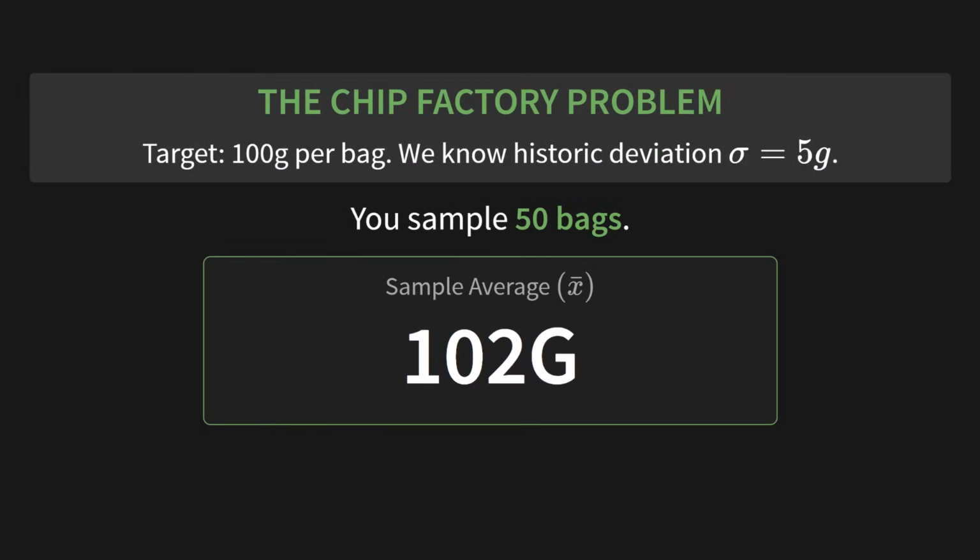Let's make this concrete with the chip factory problem. Imagine you run a factory that makes potato chips. Your target is for every bag to weigh exactly 100 grams. Now, you know from years of data that the machine has a natural variation, a standard deviation, or sigma, of 5 grams. So you pull a fresh sample of 50 bags off the line, and you find that the sample average, what we call X bar, is 102 grams. Here's the million-dollar question. Is the machine broken and making heavier bags? Or is this 2-gram difference just random noise? Guessing is not an option.